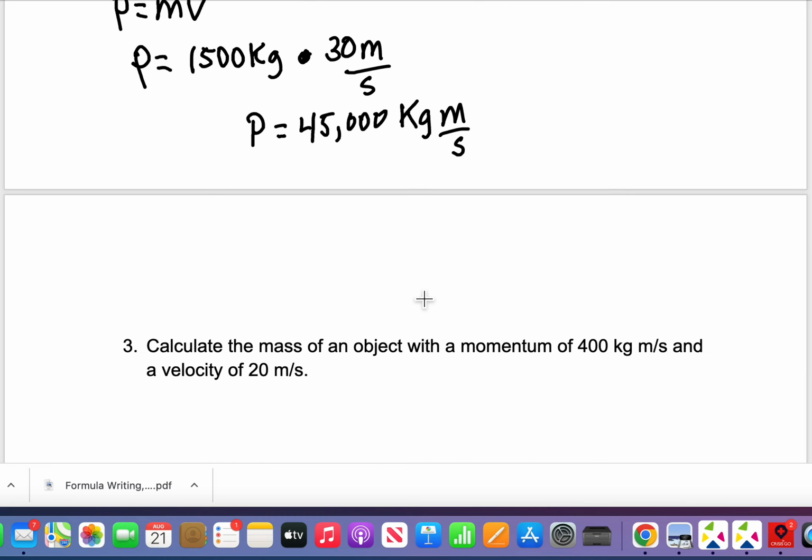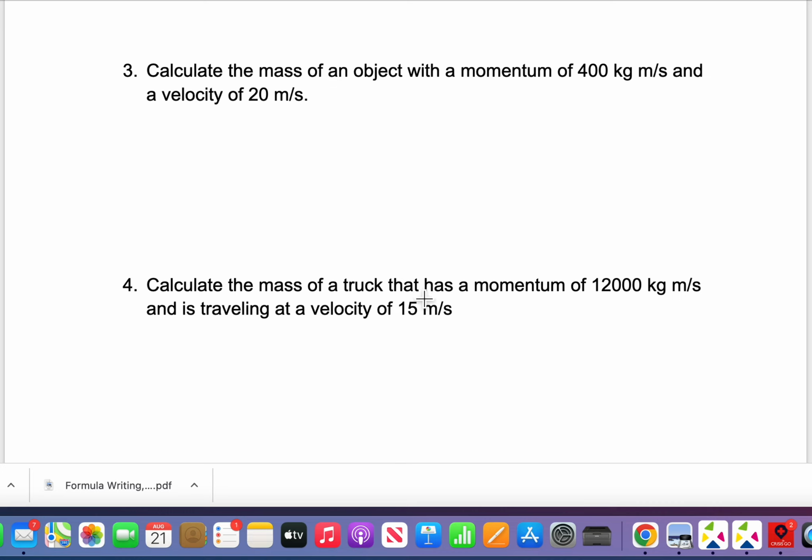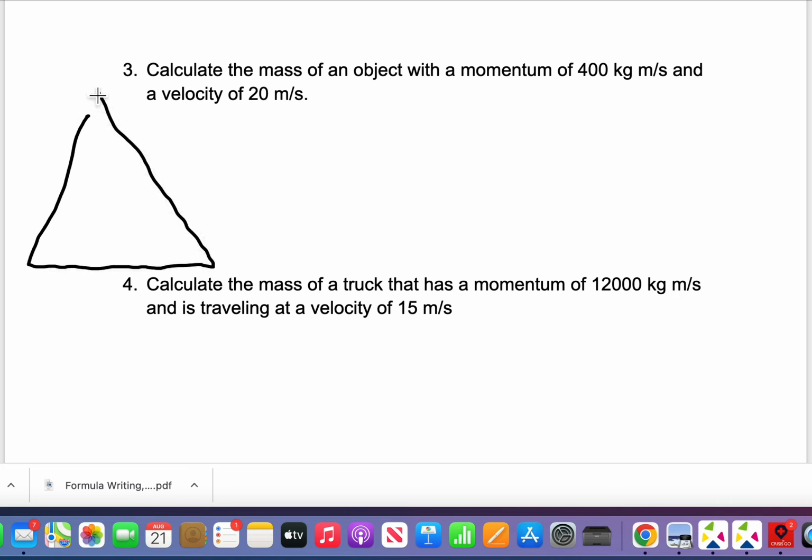Okay, let's go on to number 3. Now number 3 and the rest of the problems in this video are all about solving for something other than momentum in the momentum equation. What you will get on the board in class and during your test is this momentum triangle, which will go P, M, V.